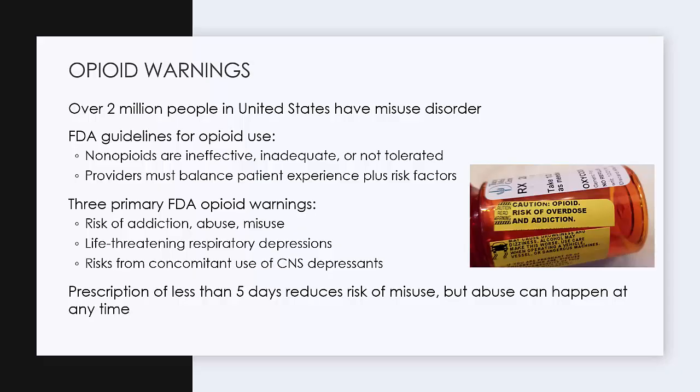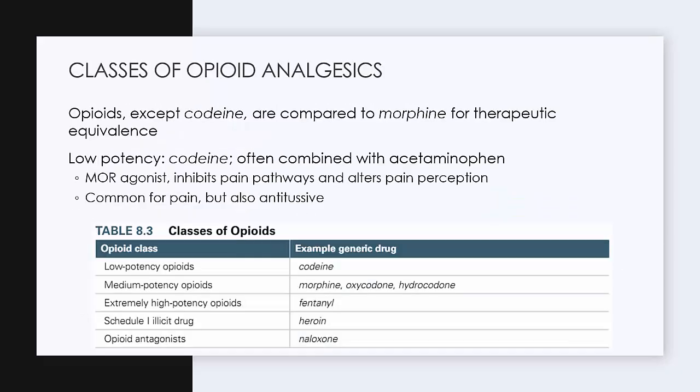When prescribed by a physician and used for short periods of time, for example, less than 5 days for pain relief after surgery, the risk of becoming addicted to narcotic analgesics is relatively low. But abuse can happen at any time. The most common opioids that an athletic trainer is likely to encounter while providing medical care to healthy, physically active people are listed in Table 8.3 on this slide, the classes of opioids.